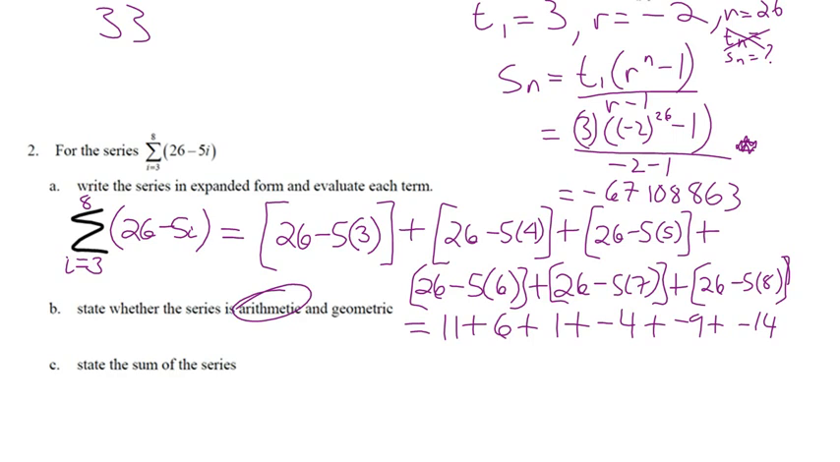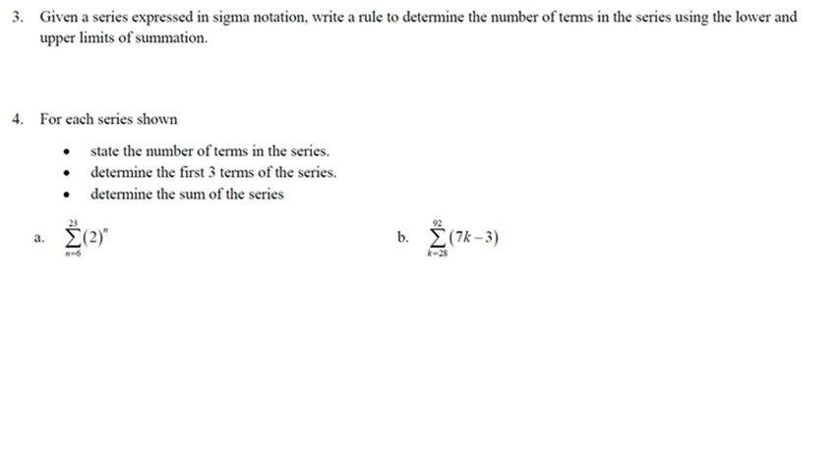What is the sum of the series? Why am I hearing two different answers? We got 11 plus 6 plus 1 is 18, and negative 4, negative 9, negative 14 is negative 27. 18 minus 27 is negative 9. I was getting negative 10, but I thought 11 plus 6 plus 1 was 17. It's 18, so negative 9. Oh wait, negative 9, that goes there. I've added that up like 4 times now.